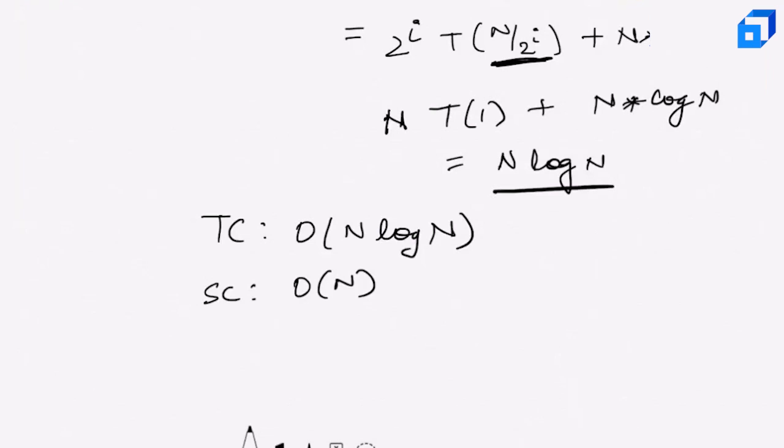All right, does this make sense? Merge sort, space complexity, time complexity, all of that. All right.